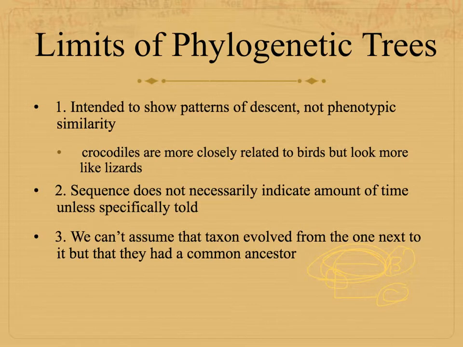And the other thing that we have to remember is phylogenies are intended to show patterns of descent, not what looks like each other. Okay, so crocodiles would be more closely related to birds based on their molecular similarities and some of the bone and skeletal similarities, but they are still grouped with the reptiles if we're looking in Linnaeus' system.